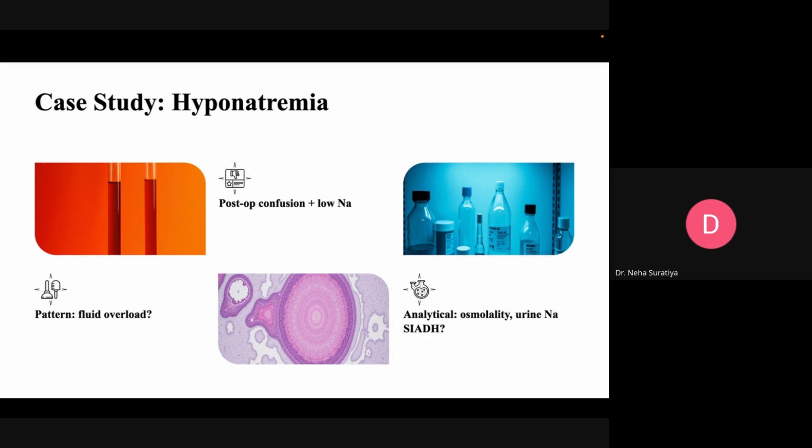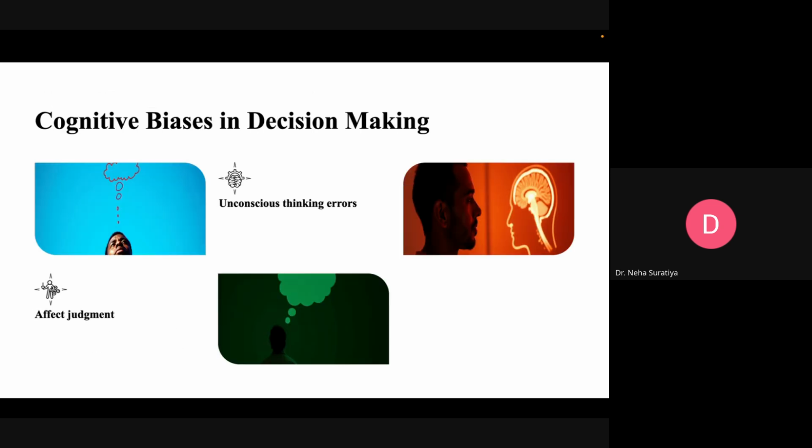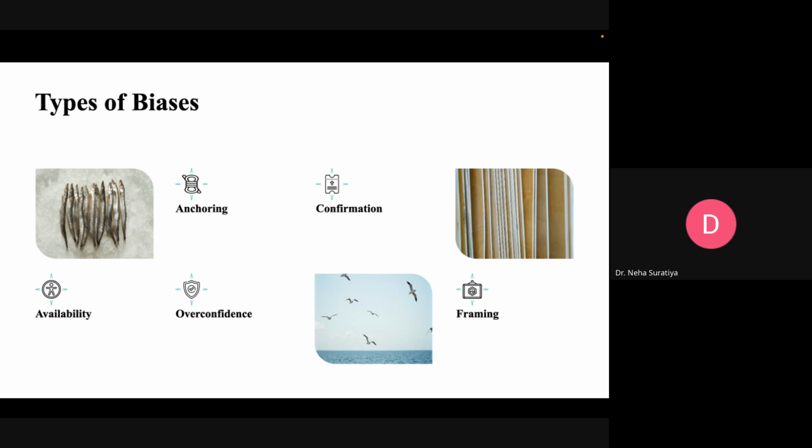I hope it is new for you. It should be new for you because the whole title itself, the course itself, is new, right? So these are the things. Now, let's understand cognitive bias in decision making. Unconscious thinking errors can happen. You agree with the point, right? Unconscious thinking errors can happen, and they affect your judgment as well sometimes. How to overcome them, we'll tell you. What are the types of bias that can happen?